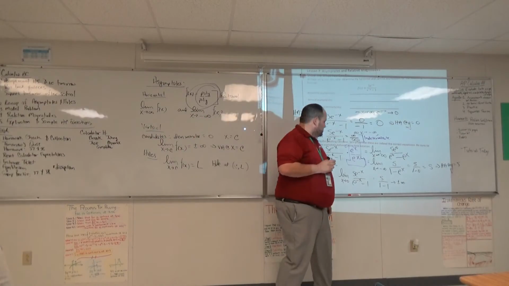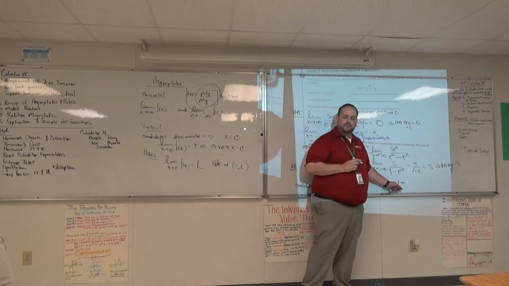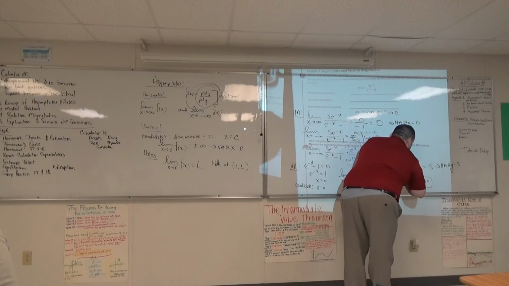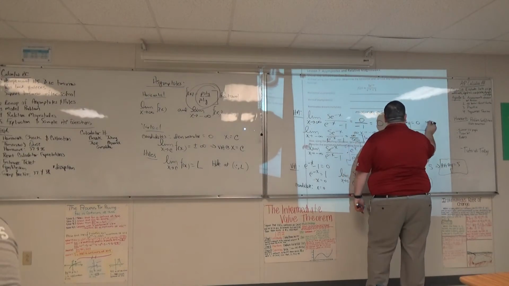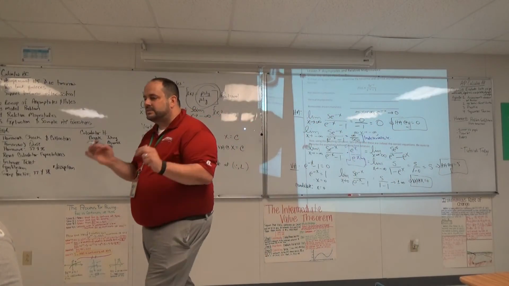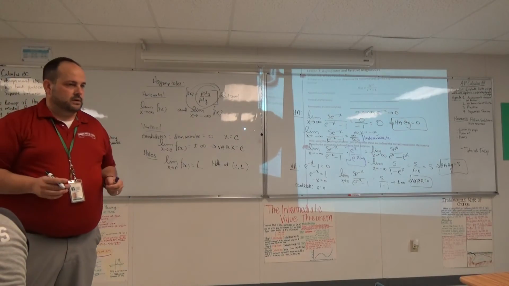Hole or vertical asymptote? Vertical asymptote. It has to be a vertical asymptote because we're approaching infinity. So my conclusion here is going to be vertical asymptote at x equals 0. Nice. Two horizontal asymptotes, one vertical asymptote, and good news, it 100% matches what we already knew.